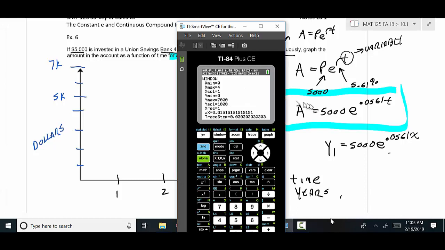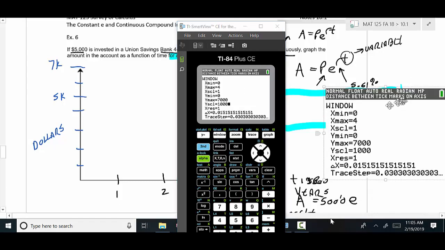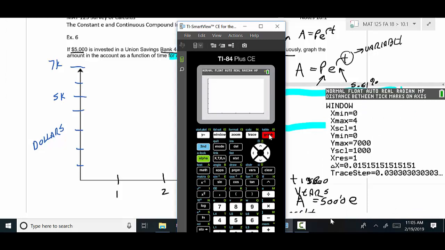If you got your window set up, then just go ahead and graph it and see if you get what I get. So it's kind of like an exponential function. It looks like a line. It's not a line. It's actually a curve, but it is growing. You would expect your account to grow over time.